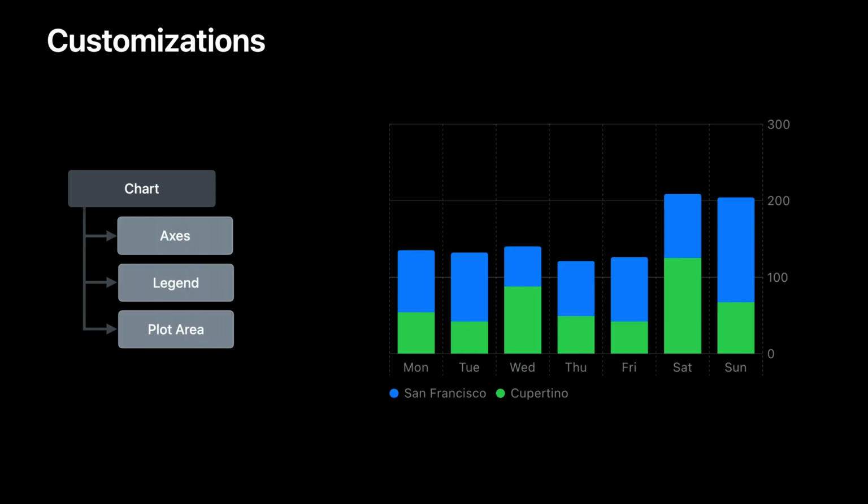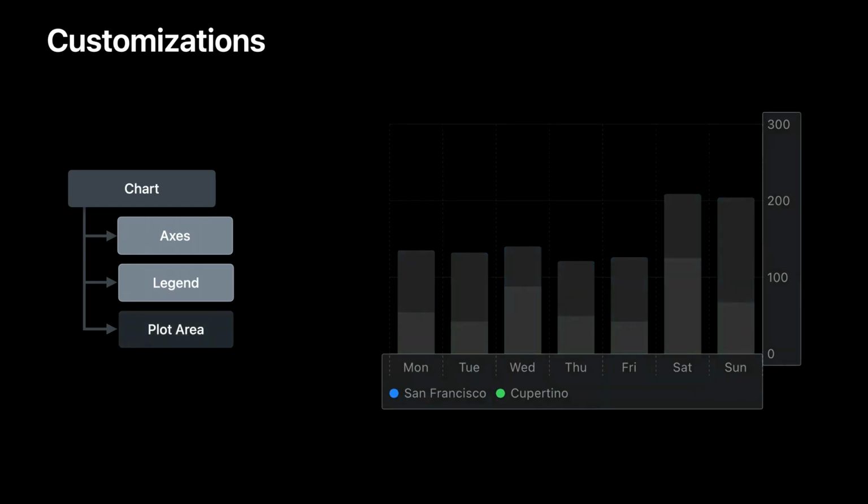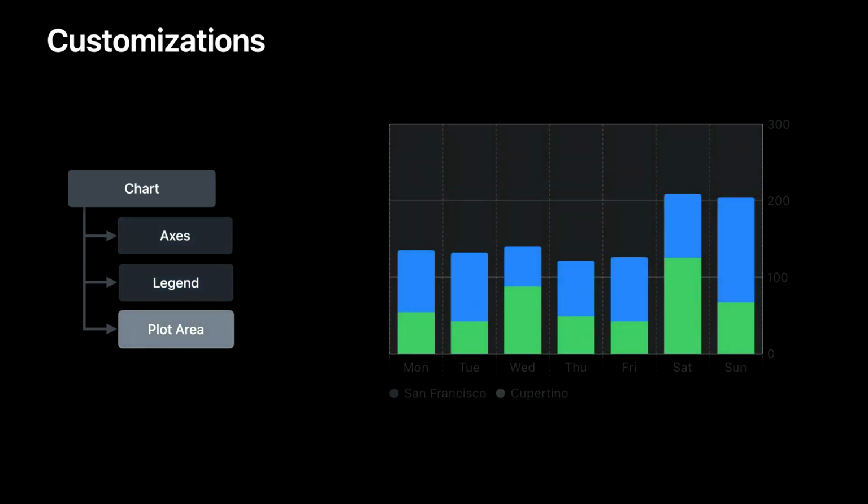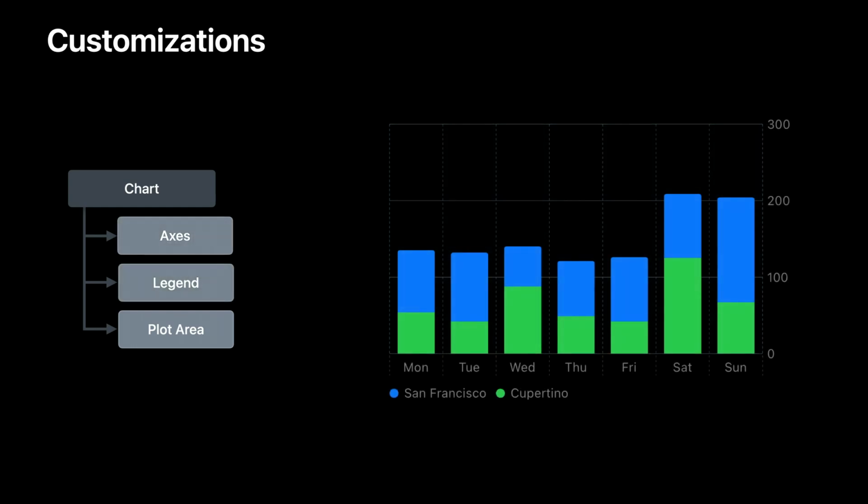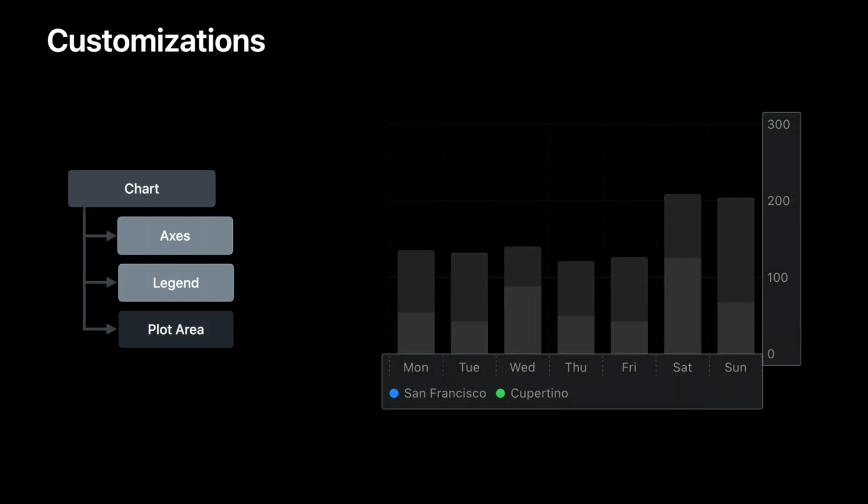A chart consists of axis, possibly a legend, and a plot area. Axis and legend help us interpret the chart. The plot area is the area between the 2 axes. This is where we plot data with marks. All of these elements are customizable in Swift Charts. Let's first see a few examples on how to customize axes and legends.